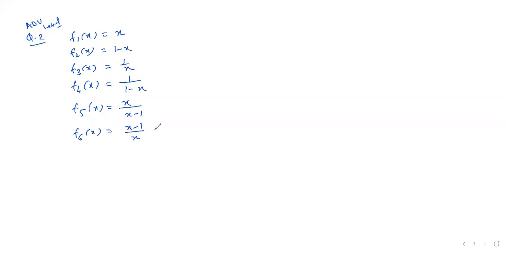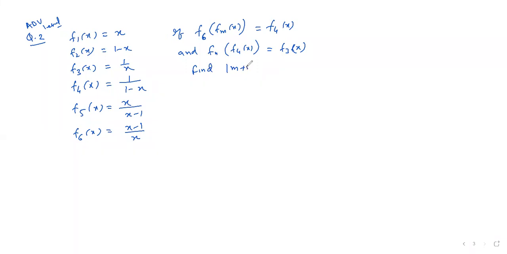What has been given: if f6 of fmx is equal to f4x, and fn of f4x is equal to f3x. Find mod m plus n.